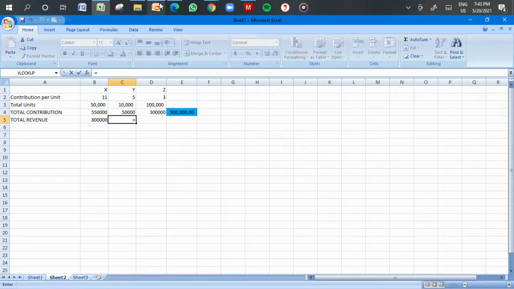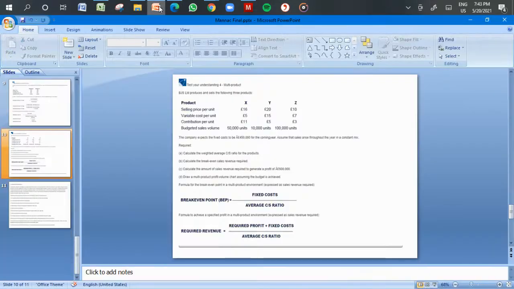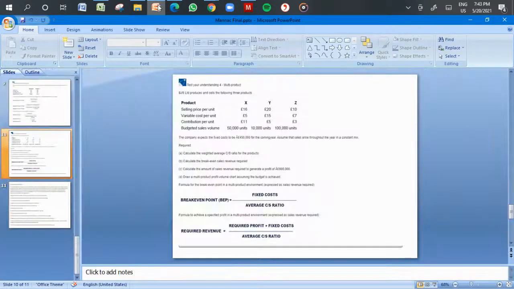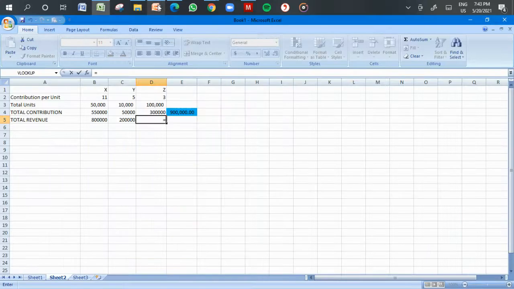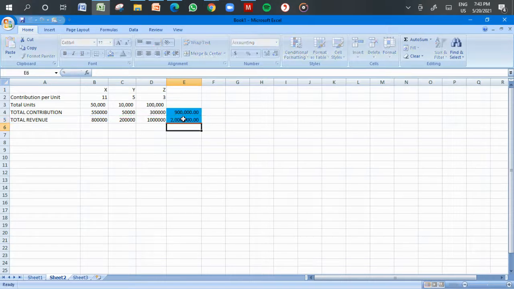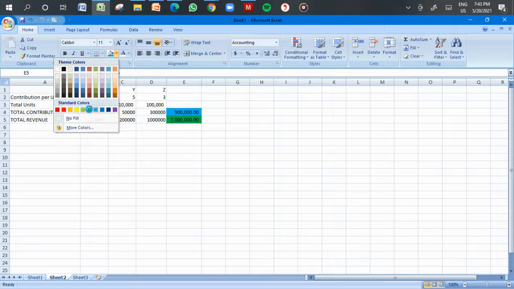Okay, we do the same thing for Y. For Y, we have 10,000 units multiplied by 20. That is our Y. Then for Z, we do the same thing: 100,000 multiplied by 10. Okay, so for the total, we just drag the formula here to give us the total. Let's indicate the total in green.